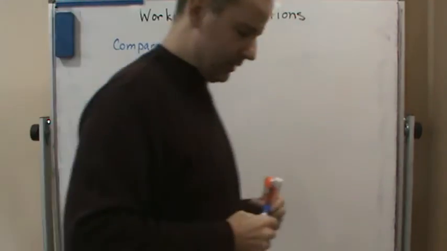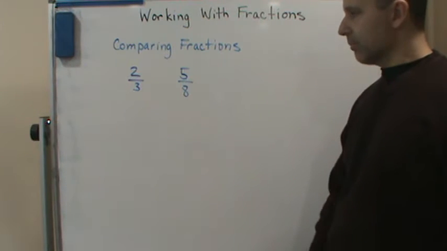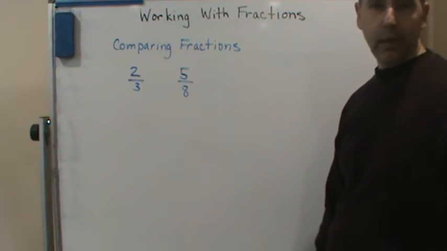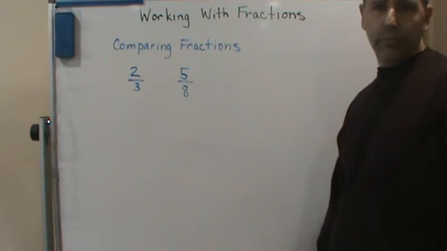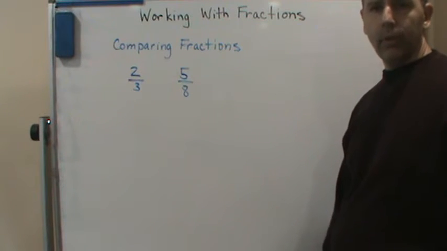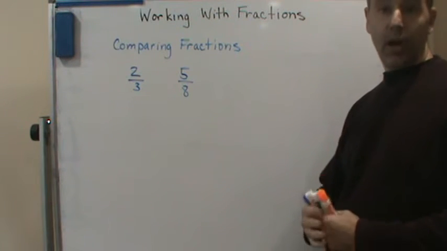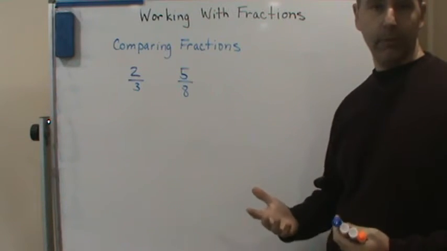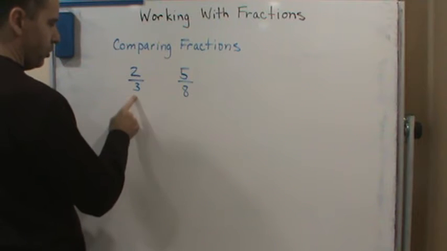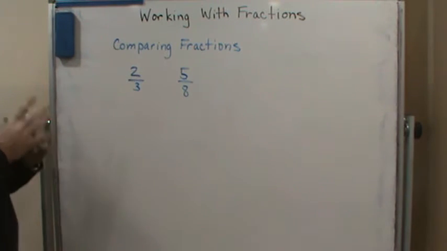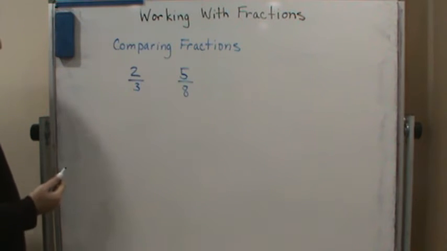So when I look at these two fractions and I'm asked which one's bigger, how do you know? Well, you may know or you may not know. But how do we determine for sure, with 100% certainty, which one is the bigger fraction? We're going to have to get a common denominator. We've got to change these two denominators so that they are the same.